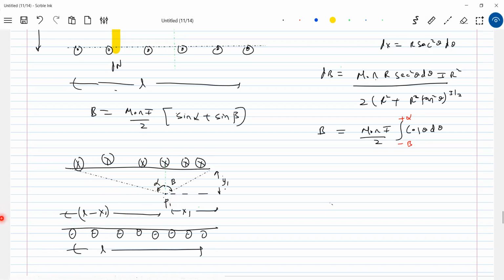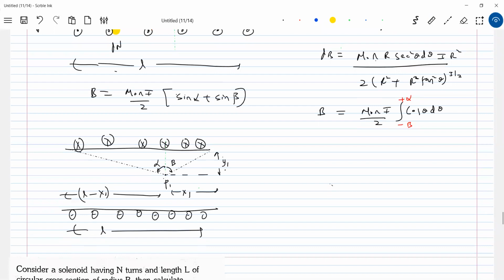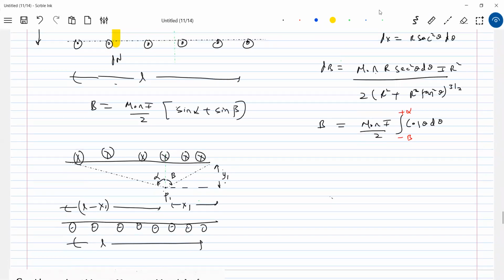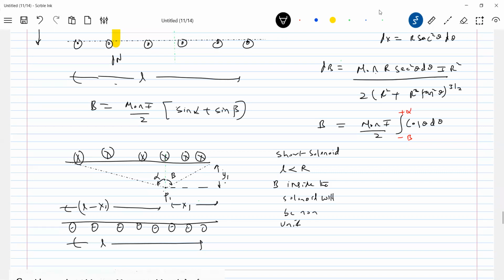There are two types of solenoids, short solenoid and long solenoid. Short solenoid means the length will be less than R, and the B bar inside the solenoid will be non-uniform, which we are not going to discuss or take for any application.